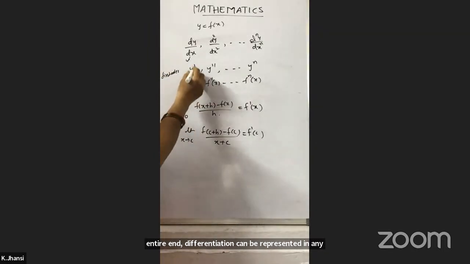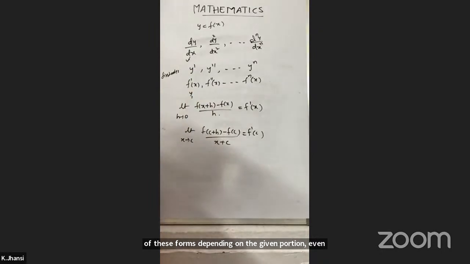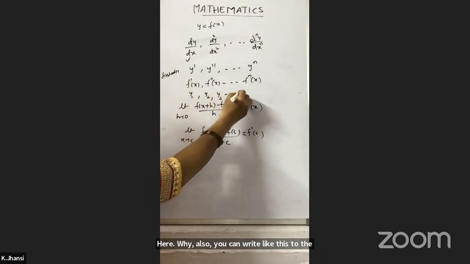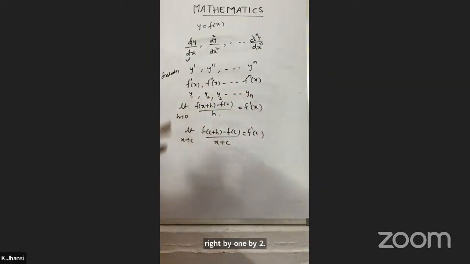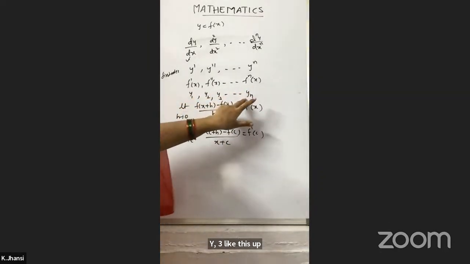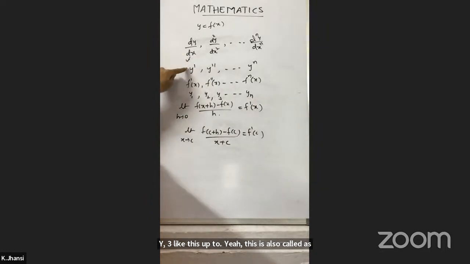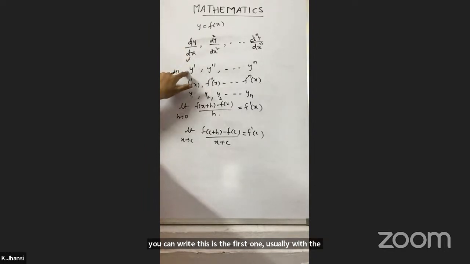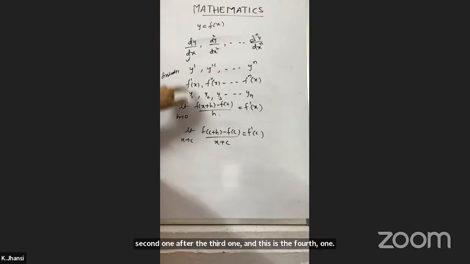Also for y, you can write it like this with subscripts: y1, y2, y3, like this up to yn. This is also a representation of the differentiation. So there are four ways you can write it. This is the first one; usually with the problems we'll use this. After this is the second one, then the third one, and this is the fourth one. Okay, so this is the representation of the differentiation.